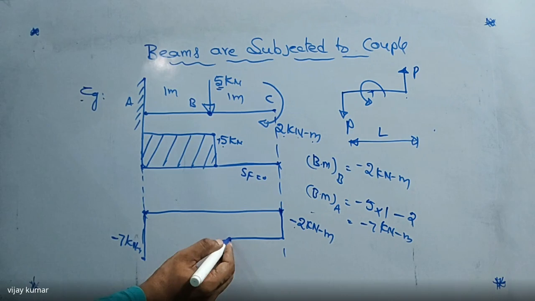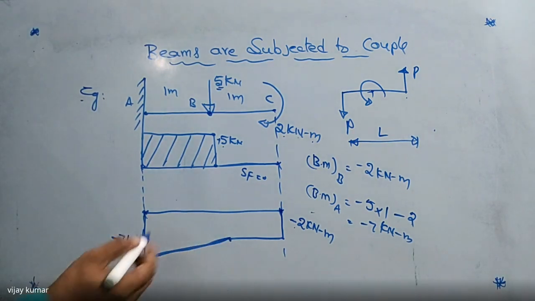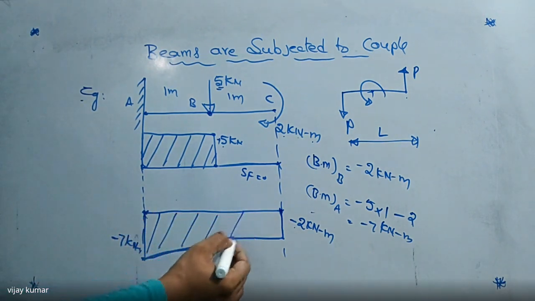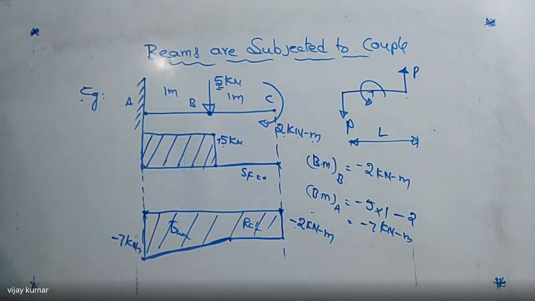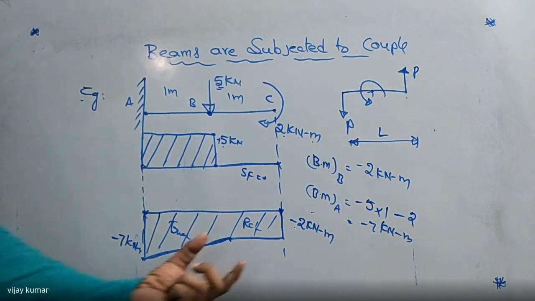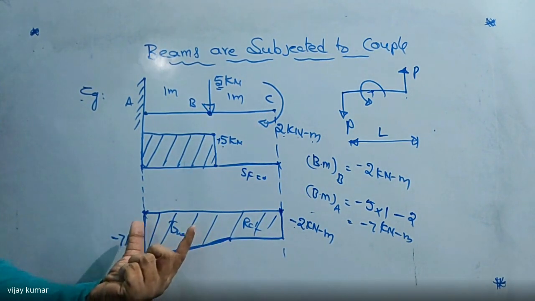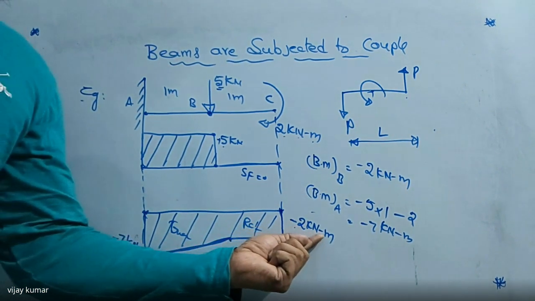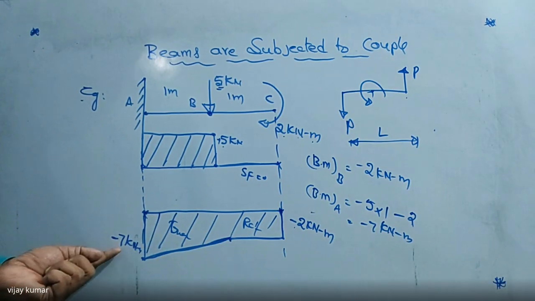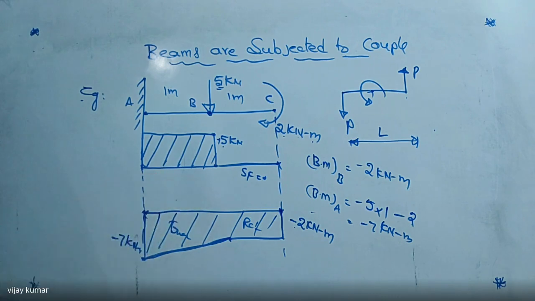Now I'm going to join by a triangle, a linear function. So this is the bending moment diagram. Up to this one is a rectangle, and up to this one is a triangle. Did you get my point? So this one is the couple here, that is minus 2 kilonewton meter, and here the bending moment is minus 7. So it is more than 2, then I'm going to indicate it downward. This is the bending moment diagram with couple.